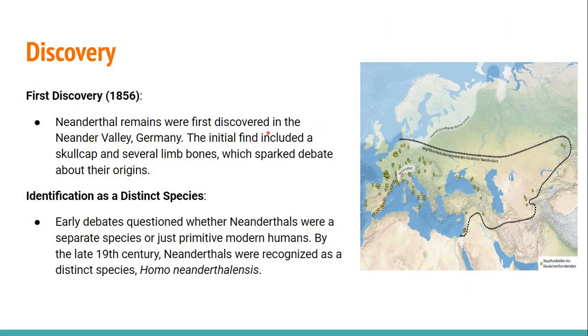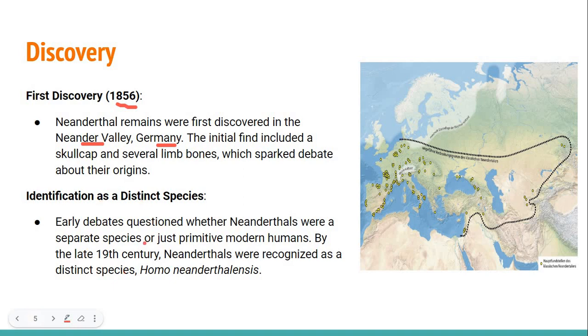Now see, when was Neanderthal discovered? Neanderthal was first discovered in 1856 in Neander Valley in Germany. The initial finds included a skull cap and several limb bones, which sparked debate about its origin.